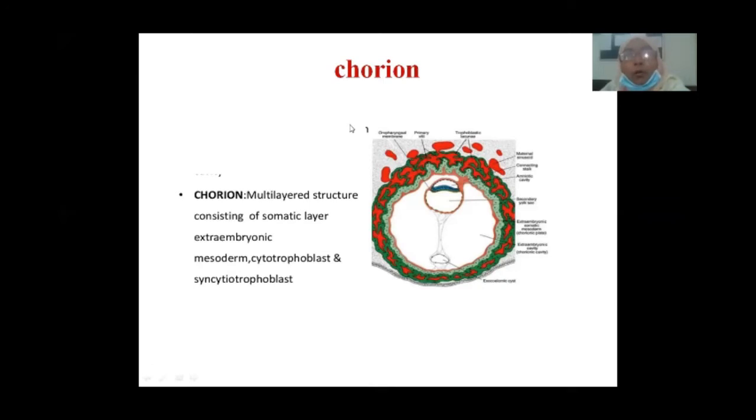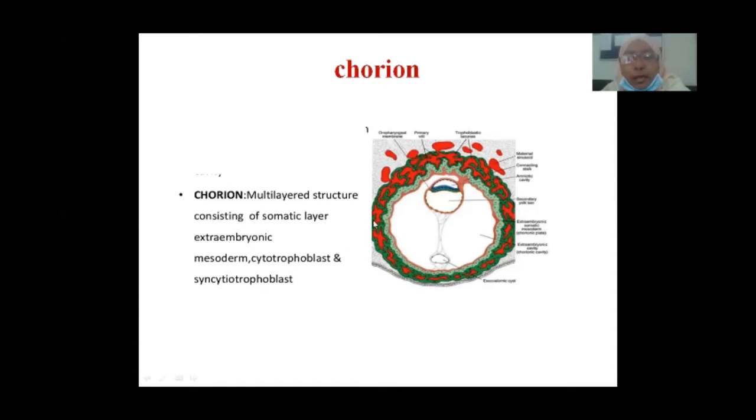Now comes the chorion. What is chorion? It is also a fetal membrane. It is formed by multiple layers. What are these layers? These layers are the somatic layer of extraembryonic mesoderm, cytotrophoblast, and syncytiotrophoblast.